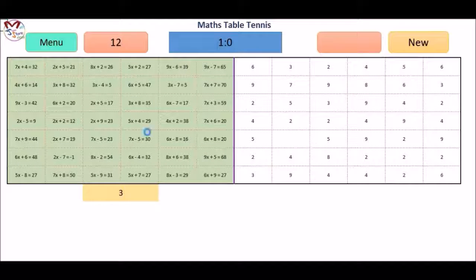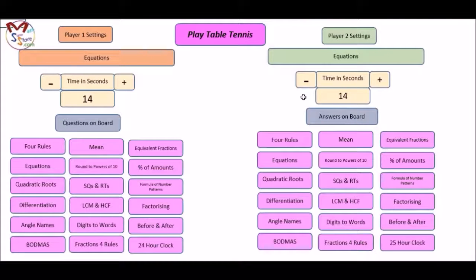And each game will play the same way with the rules of table tennis. So that's with questions on the board, answers on the board. If we go to the main menu, settings for player one, if it was too hard for player one, we can put the answers on the board and reduce time. We can also have player one doing equations and player two working on the mean.